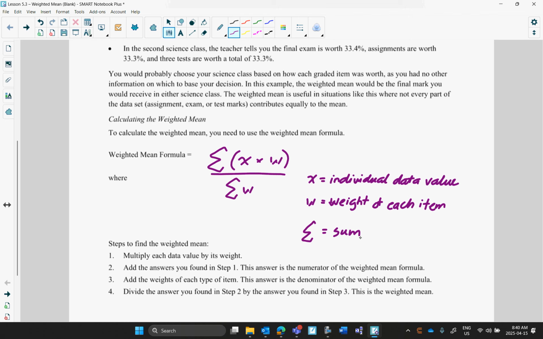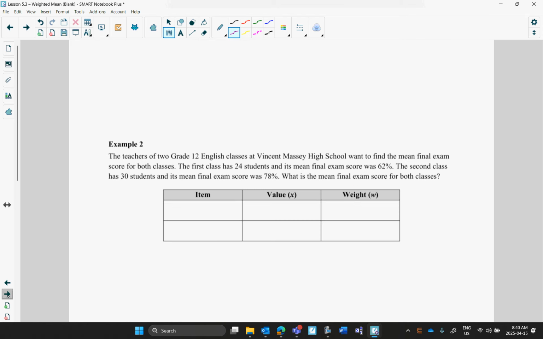So what you do is you take the data value times its weight in one category. And then if there's another category, you take its data value times its weight. And if there's another category, you do that. And you keep doing that until you've got all the categories. And then this just means you add them all up. This is simple. And then you take the weights of all the categories and add them all up. And then you divide the numerator by the denominator. This will make more sense when we do a couple of examples. So here's a couple of examples.